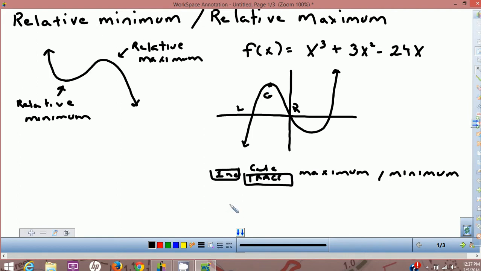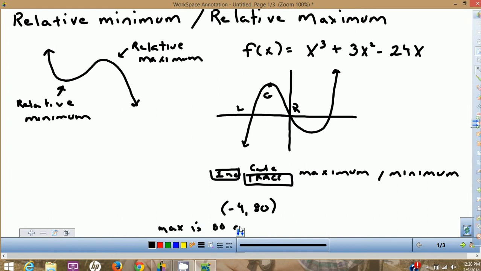What we will find when that happens is that my maximum value occurs at the point negative 4, 80. So what we would say is that the maximum is 80 at x equals negative 4. So I have a maximum of 80 at x equals negative 4.